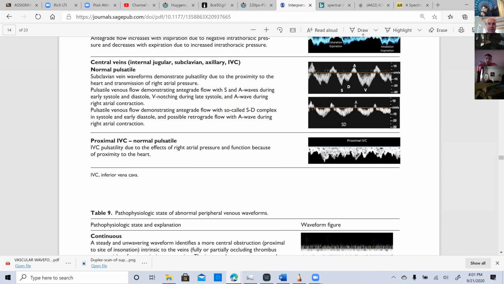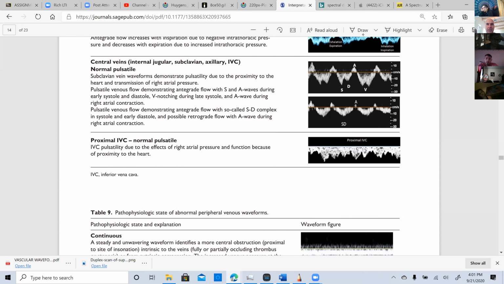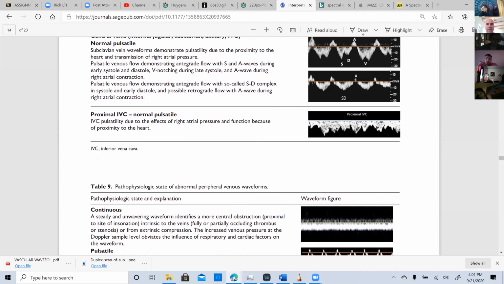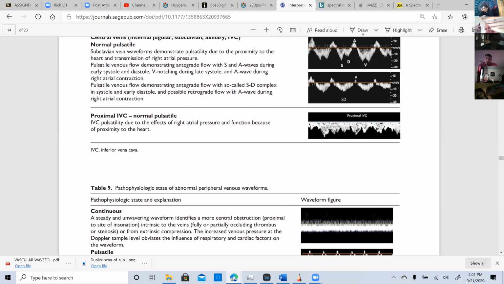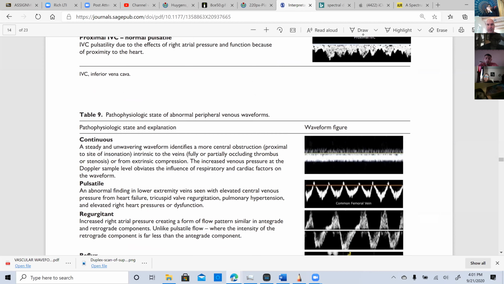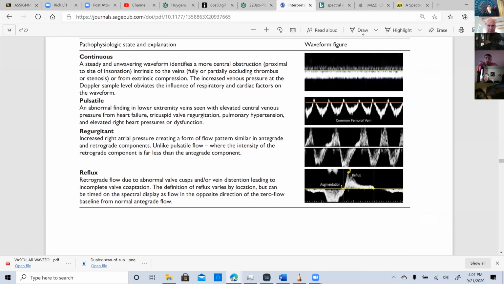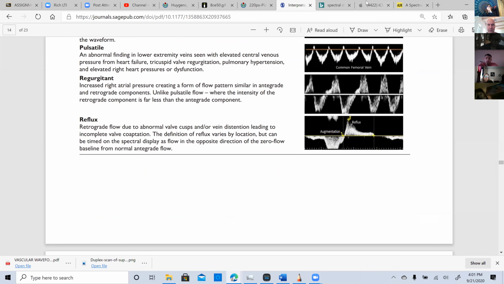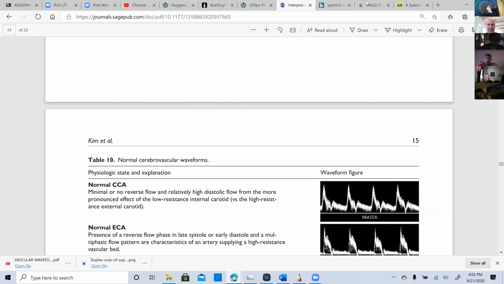That's a subclavian vein here at the top, although that looks a lot like, remember the veins in the hepatic veins? It's the same waveform because really they're both equidistant from the heart. That's basically heart flow there. Continuous, we don't need to go through all of that.